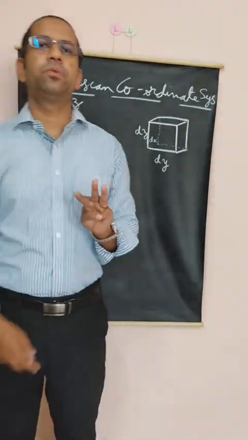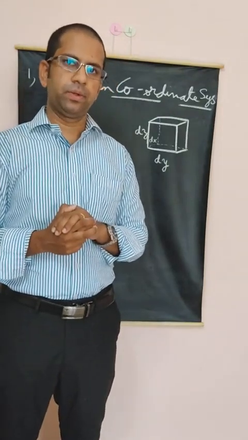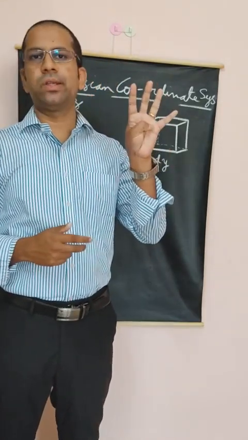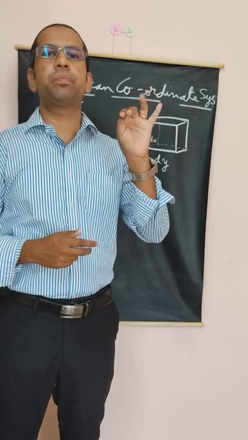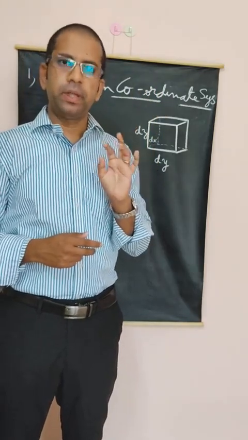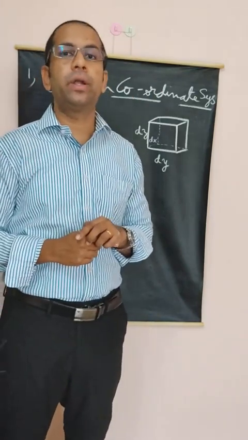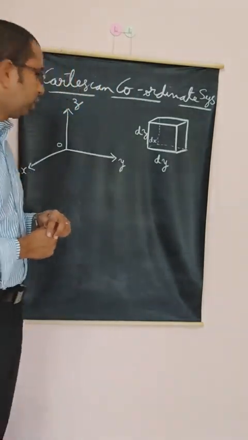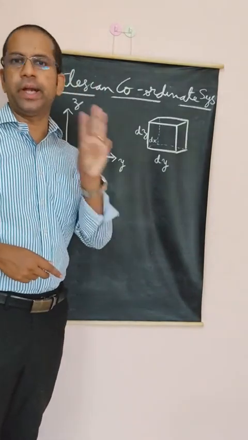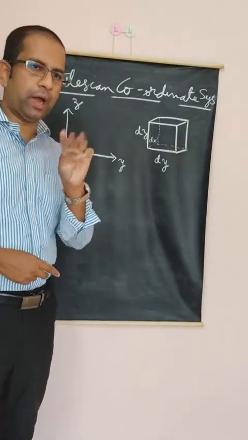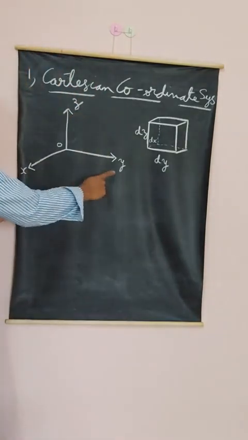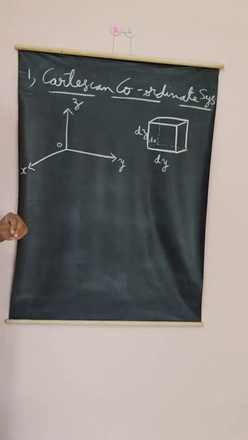So the three types of coordinate systems are the Cartesian coordinate system, the cylindrical coordinate system and the spherical coordinate system. The Cartesian coordinate system is also called the rectangular coordinate system. Here you have three axes. Again, we are considering three dimensions. You have the x-axis, the y-axis and the z-axis.